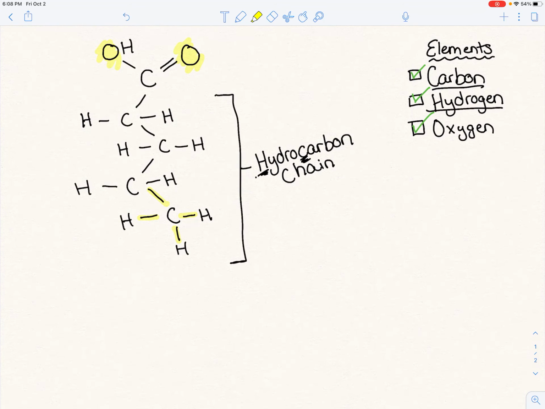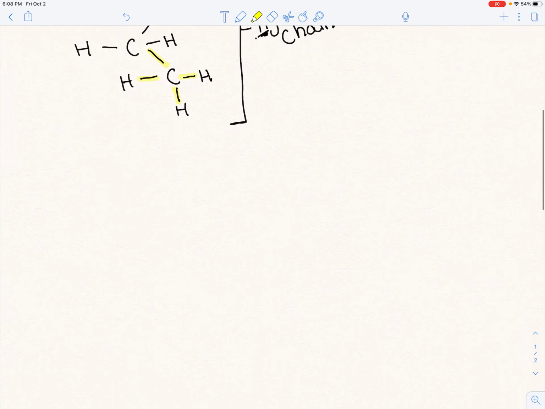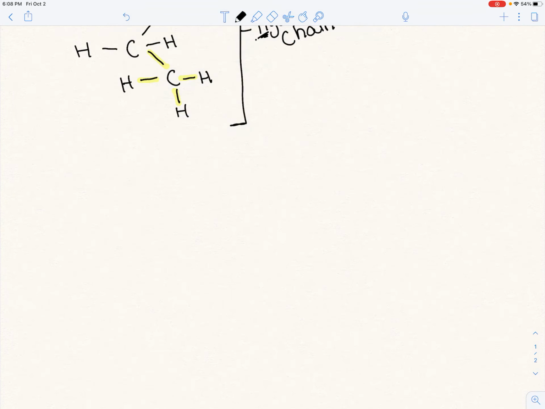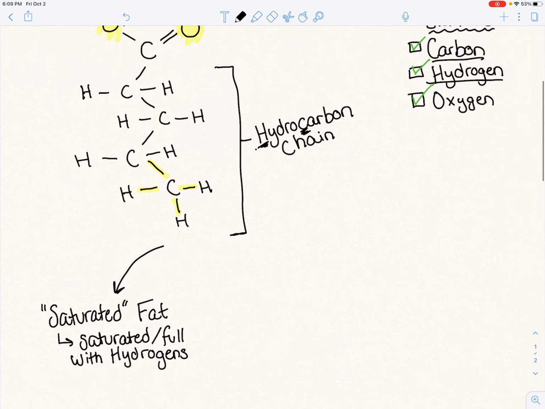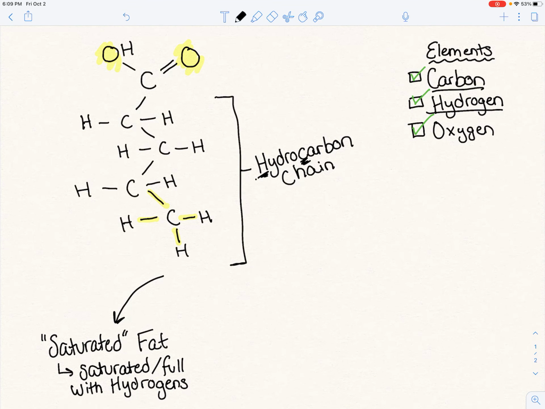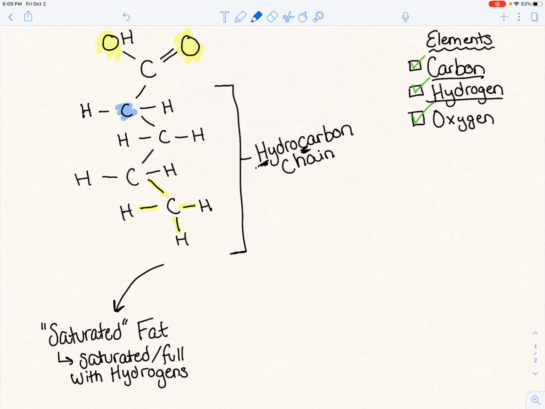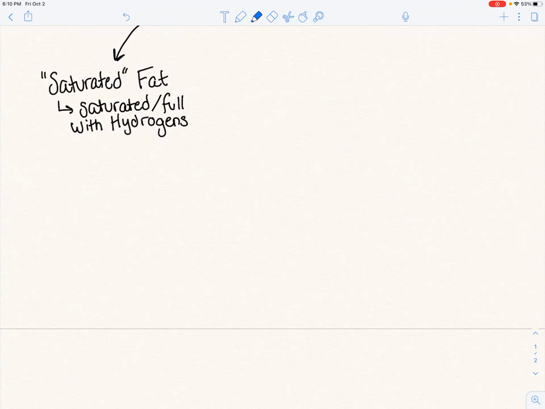There are 2 types of fatty acids that we're going to expect you to know. The first type is called a saturated fat. And we call it saturated because it is saturated, which just means that it's full, and it's full with hydrogens. So what we drew here was an example of a saturated fat. All of our carbons in our carbon chain, so this one, this one, this one, and this one, are all full of hydrogens. We're just going to redraw the fatty acid that we already did.